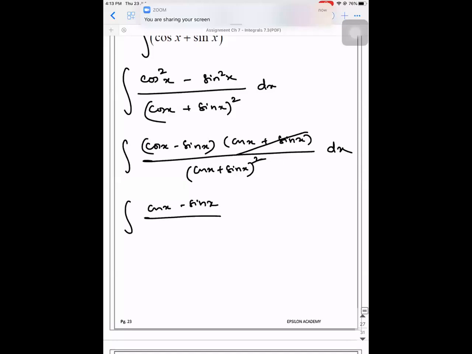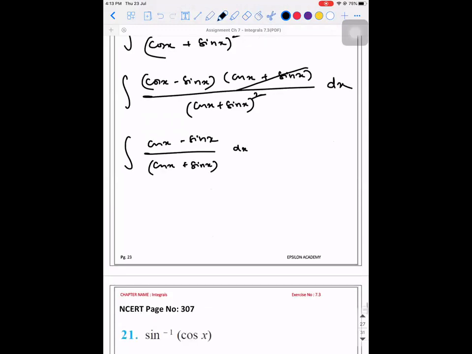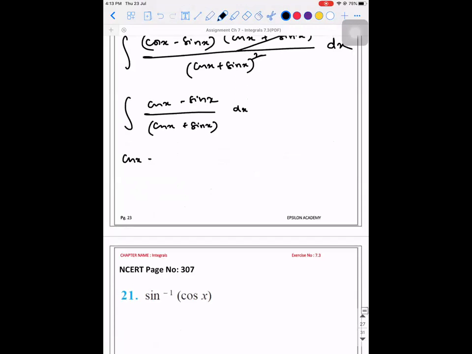So it is the integral of (cos x minus sin x) divided by (cos x plus sin x) the whole square, dx. Now what can we do? Put cos x plus sin x as t, and then dt will be cos x minus sin x dx.